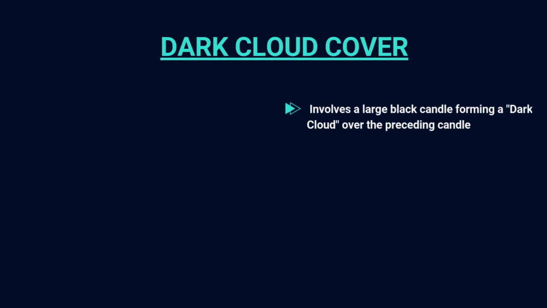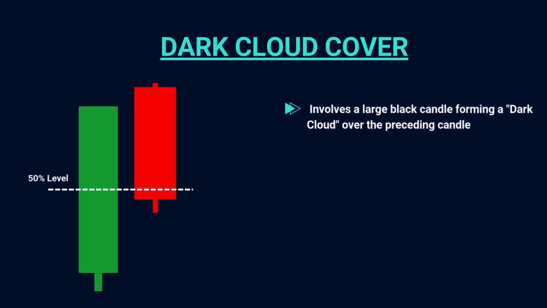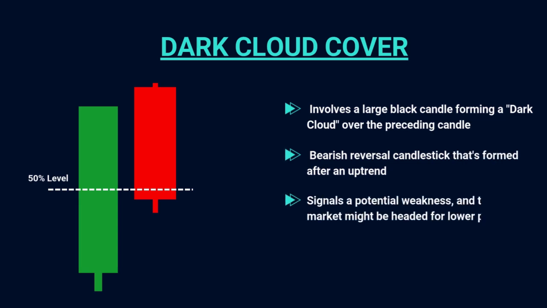The dark cloud cover pattern involves a large red candle forming a dark cloud over the preceding candle. It is a two-candle pattern. The first candle is bullish, and the second bearish candle starts by gapping up but then recedes below the midpoint of the first candle. Dark cloud cover is a bearish reversal candlestick that's formed after an uptrend. It signals a potential weakness and that the market might be headed for lower prices.